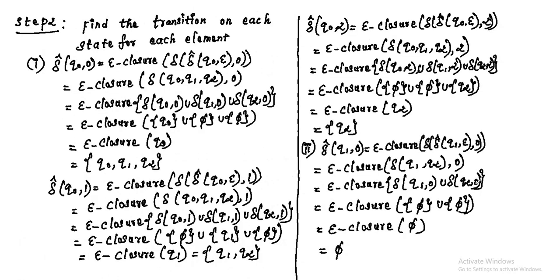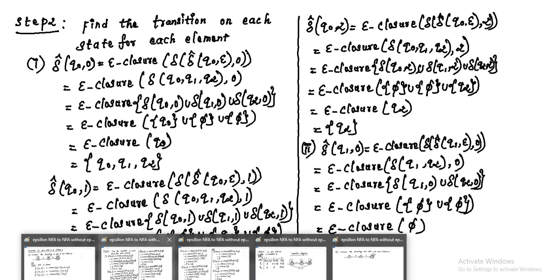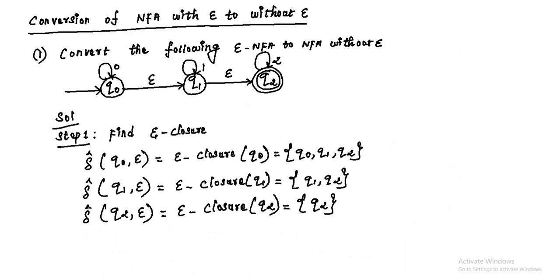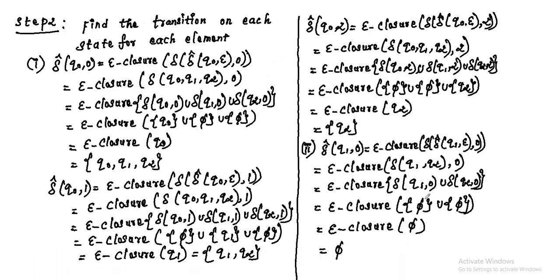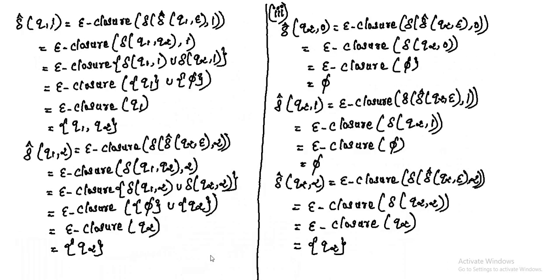Union δ(q2, 0). Here q2 on 0, there is no transition. Here you put the null symbol. When you apply the union operation, you will get null. So epsilon closure of null is null. And the next input is 1.